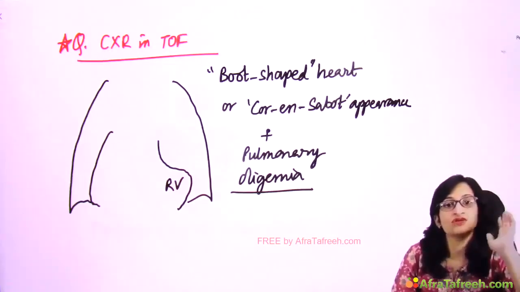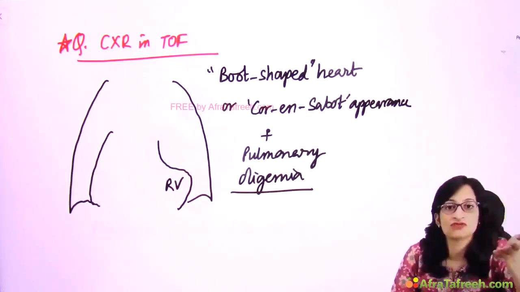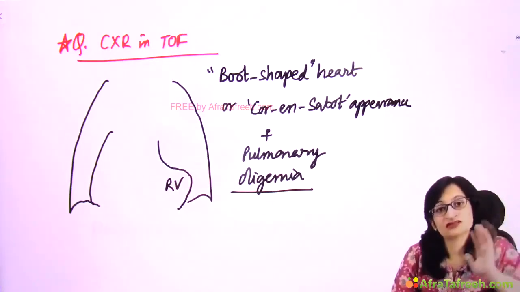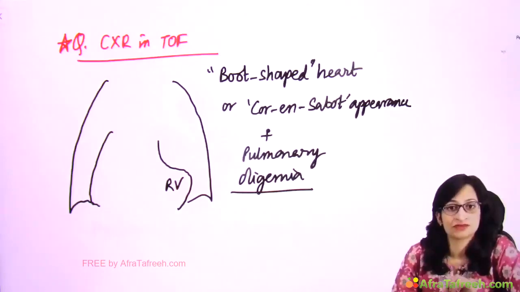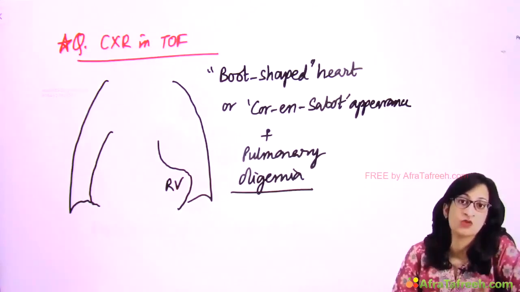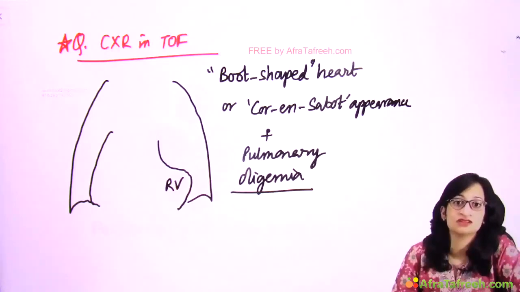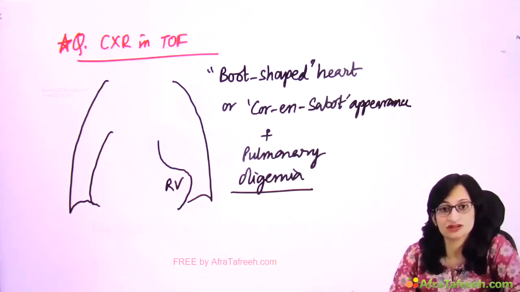So now moving on to the management of tetralogy of Fallot. Management of tetralogy of Fallot includes medical management and surgical management. And the medical management includes the treatment of cyanotic spell. So first we should get an idea about the pathophysiology of cyanotic spell, how it occurs, what happens in a cyanotic spell. Then it will be very easy for us to understand and remember the treatment. Okay. So let us discuss the cyanotic spell.